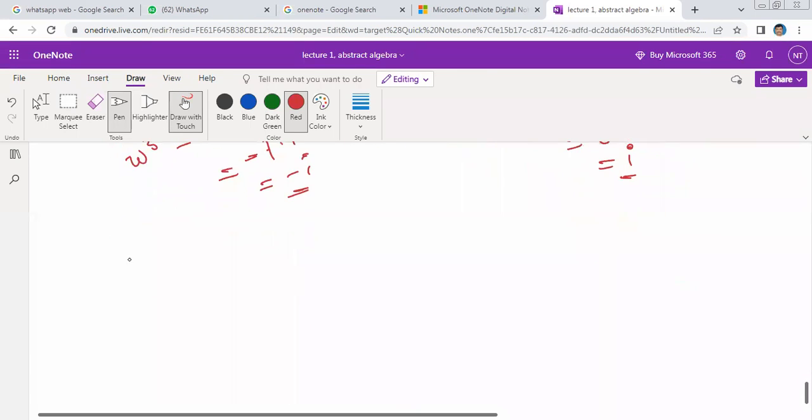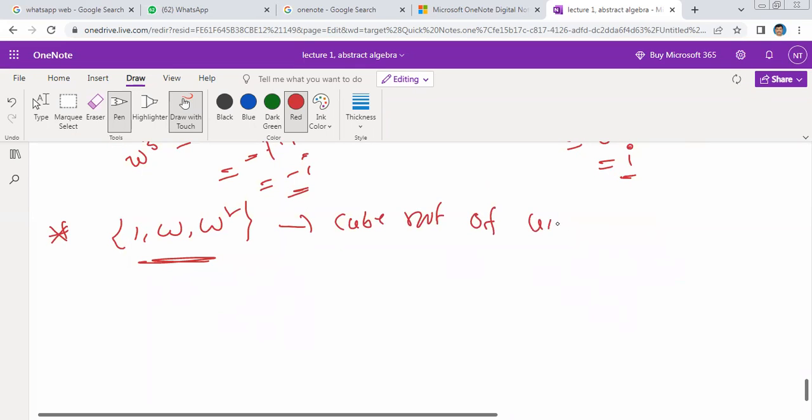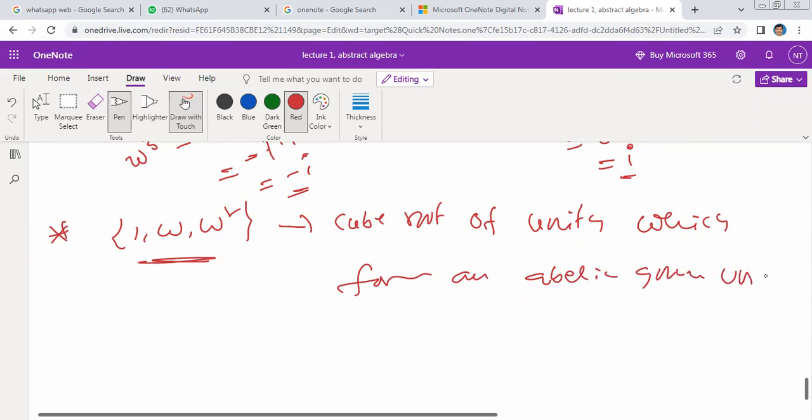Cube root of unity: 1, omega, omega square. This is the cube root of unity. Cube root of unity, which forms an abelian group under multiplication.